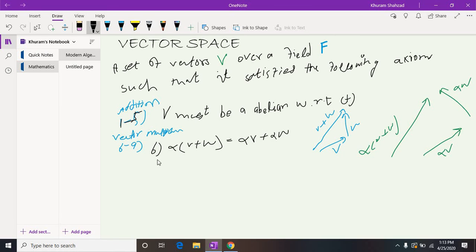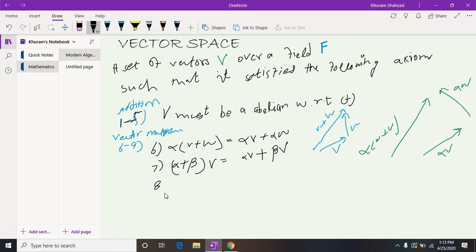So since this is a vector multiplication, certainly it's about vectors. Similarly, if you have the sum of two scalars or more than two scalars, and you multiply a vector with them, then you can do that. This is the same thing if you do it separately: you separately multiply alpha with this vector V and beta with this vector V.